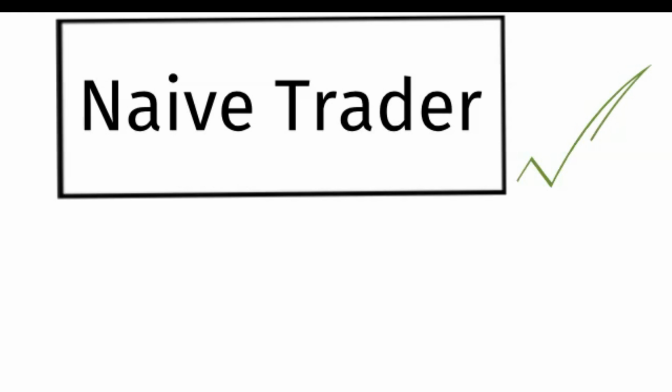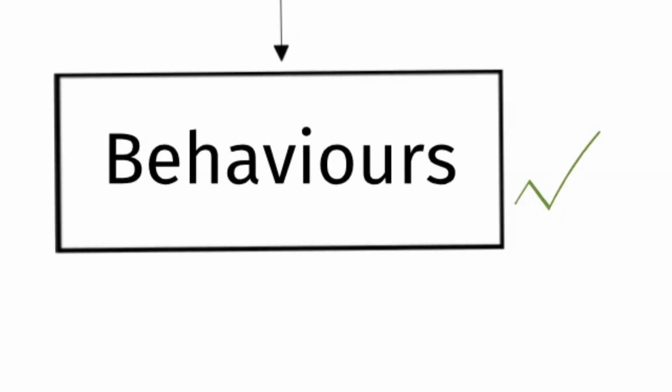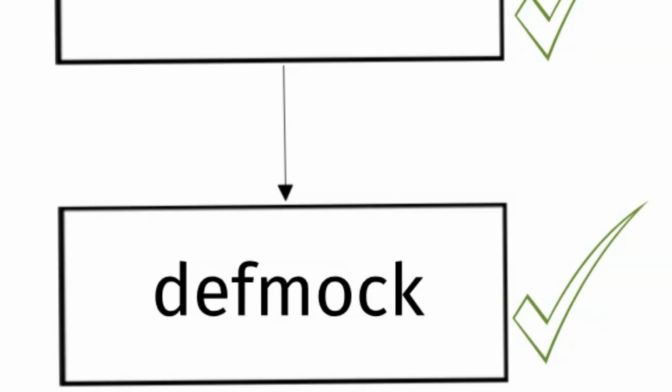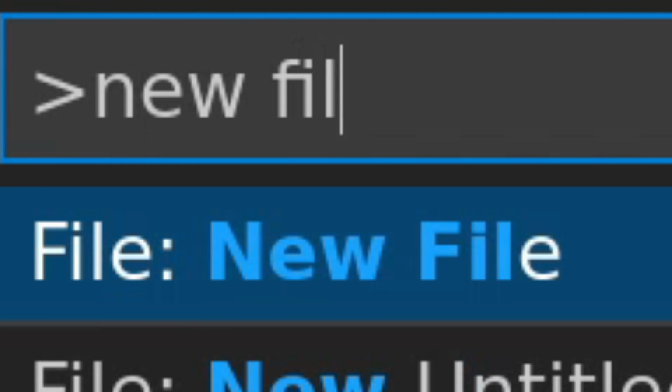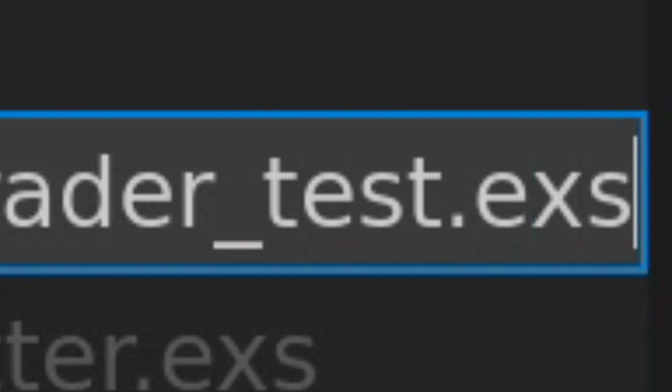We updated the naive trader module to use the configuration-based modules. Inside the configuration, we pointed to the mocked modules. We created the behaviors of modules the trader depends on and used them to define dynamically mocked modules using the defmock function. Let's create a new trader test script inside the naive application where we will place our unit test.